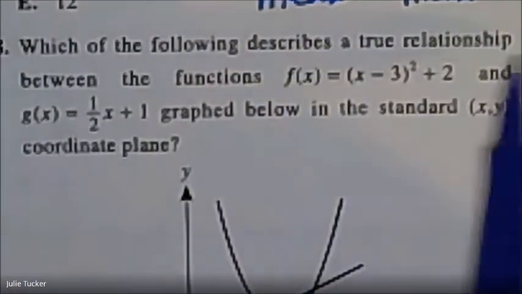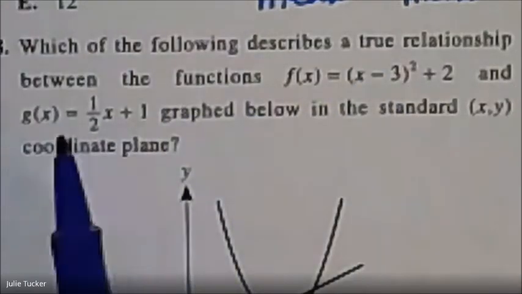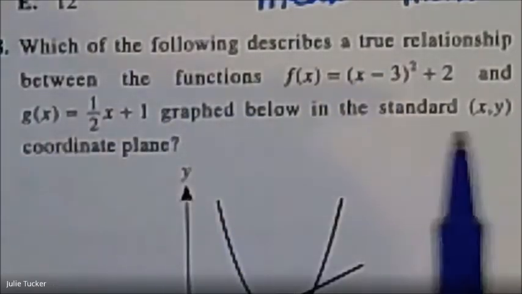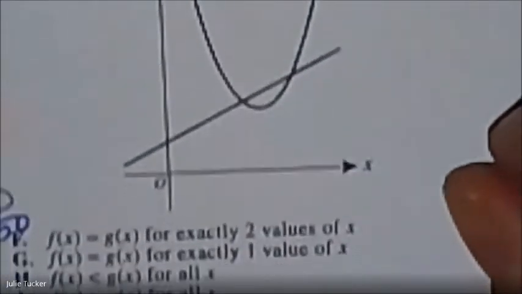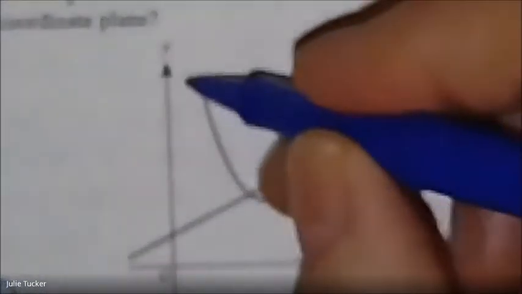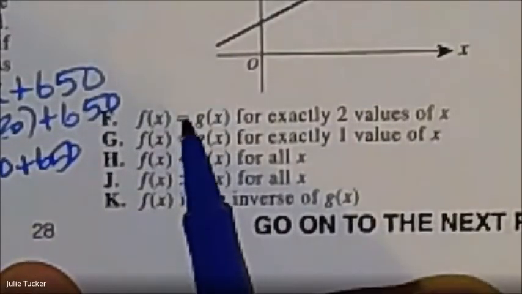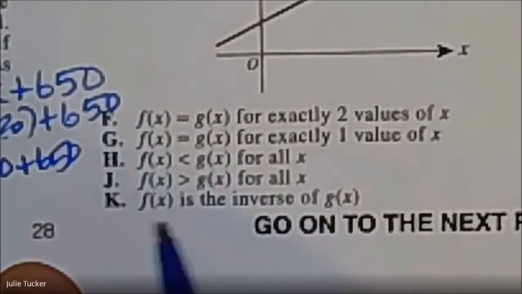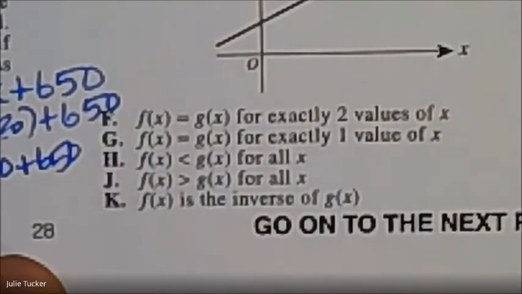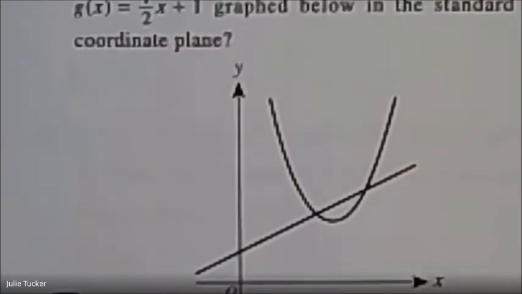Okay, so which of the following describes the relationship between this one and 1/2 x plus 1 graphed below in the standard xy coordinate plane? So there they are. There's your quadratic curve, and there's their line. All right. Now, here's what they're saying in their answers. They have that they're equal, less than, greater than, or inverse. It's not going to be inverse because inverse is when two things are opposites, and these are not opposites. They're just not alike at all.